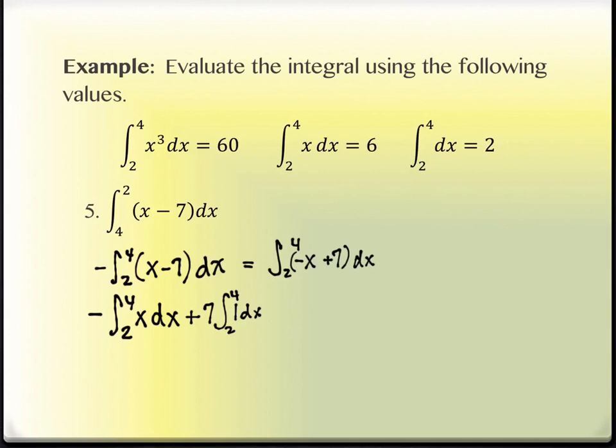But these pieces now match, just like before. This piece and this piece are exactly what's in the information above, right? There's not a box above because I didn't box it in. So what is the integral from 2 to 4 of x dx? 6, right? And there's a negative out in front. Plus my 7. And what's the integral from 2 to 4 of 1 dx? 2. So we have negative 6 plus 7 times 2 for a grand total of 8.